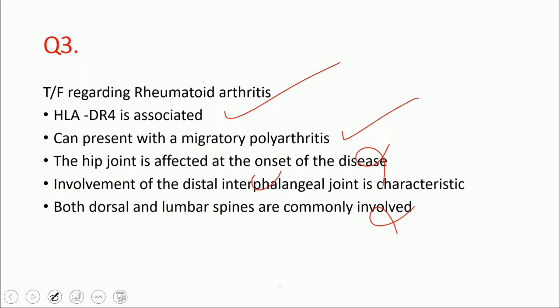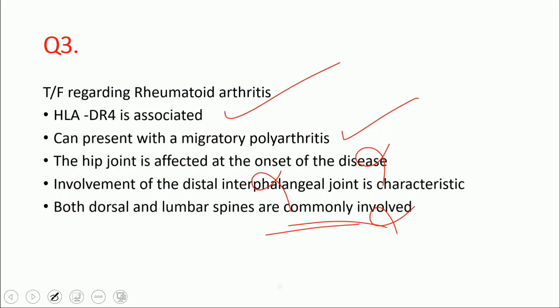Is DIP involved in rheumatoid arthritis? DIP is spared. This is in contrast to osteoarthritis, which involves the DIP, and also psoriatic arthritis involves the distal interphalangeal joint. Over MCQ, psoriatic arthritis and osteoarthritis involve the DIP, whereas rheumatoid arthritis will never involve the DIP. So these are just clinical patterns of the disease. Hip almost never affected. Spine can be affected, but not very commonly.